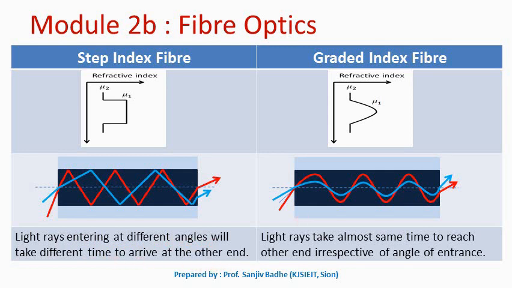Whereas in graded index optical fiber, though the light rays are traveling different paths, the light ray traveling a longer path is traveling most of its path in the rarer medium, so with higher velocity, and the light ray which is traveling a shorter path is traveling most of its path in the denser medium, so with less velocity. So the light rays will take almost the same amount of time to reach the other end irrespective of the angle of entrance. So this is the advantage of graded index optical fiber over the step index optical fiber. Of course, graded index optical fiber is difficult to fabricate, and therefore it is costly. Step index fiber will be cheap.